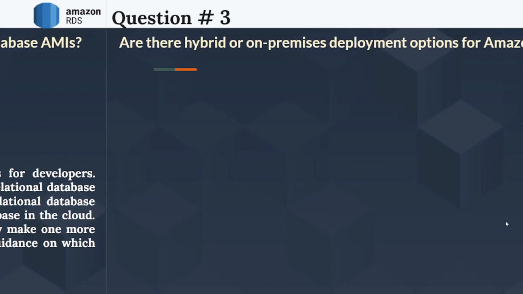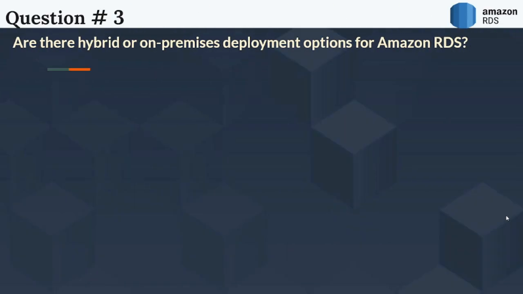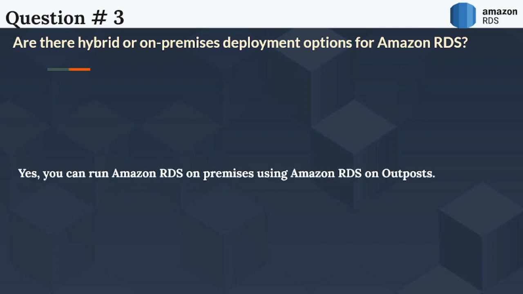So the next question is, are there hybrid or on-premises deployment options for Amazon RDS? Yes. You can run Amazon RDS on-premises using Amazon RDS on Outposts. Let's see the next question.